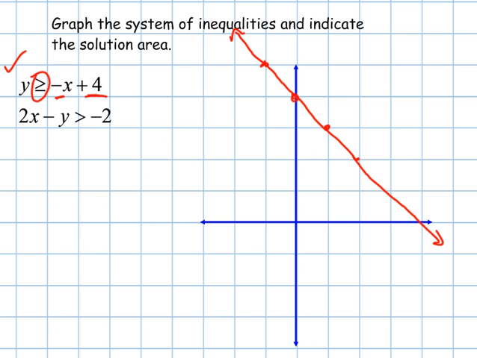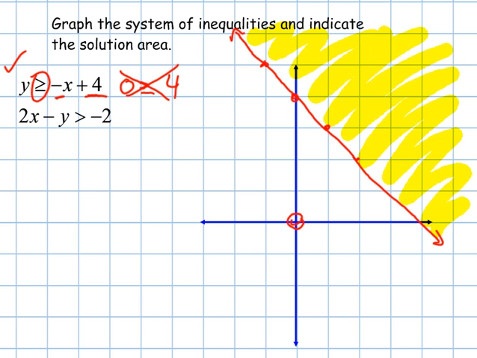And then we need to determine where to shade. If we plug in the point 0, 0, we would get 0 is greater than or equal to -0 plus 4. Is 0 greater than 4? And we know that that's not a true statement. So we shade on the opposite side of the line from where 0, 0 is. We are not going to shade below this time. We're going to shade above because this is the opposite side of where 0, 0 is. I'm going to erase that test point so I don't get confused.